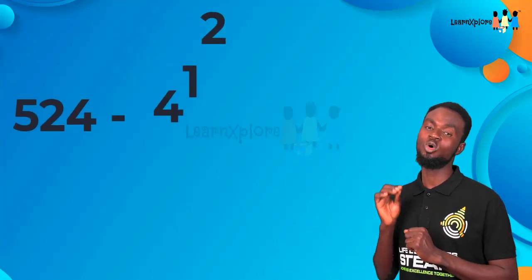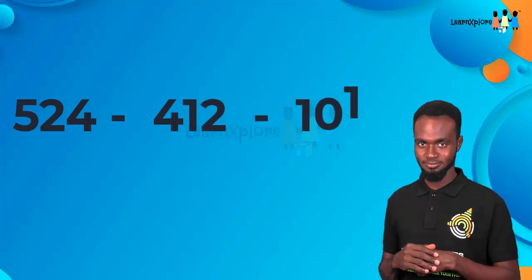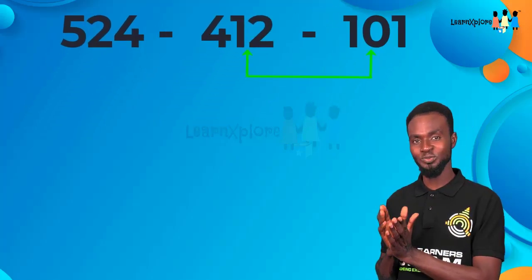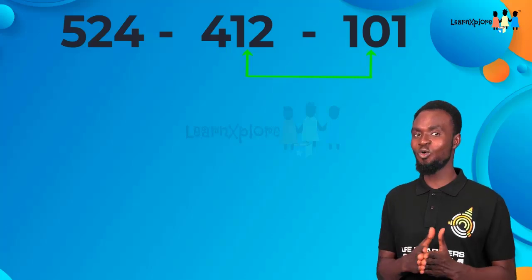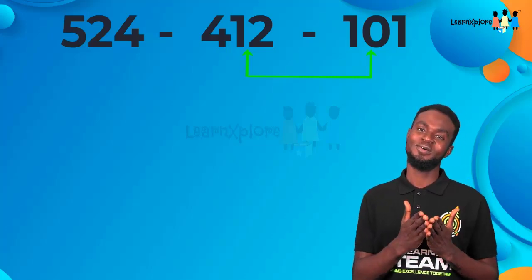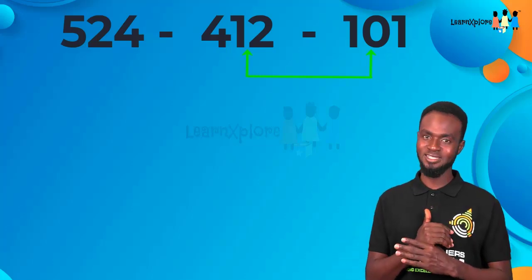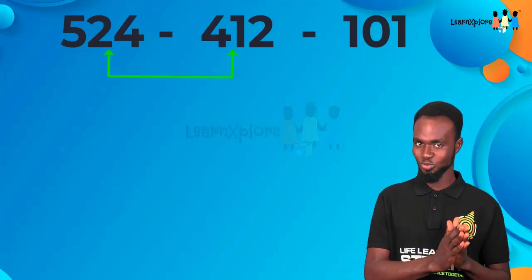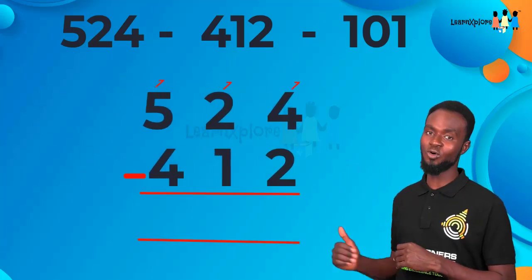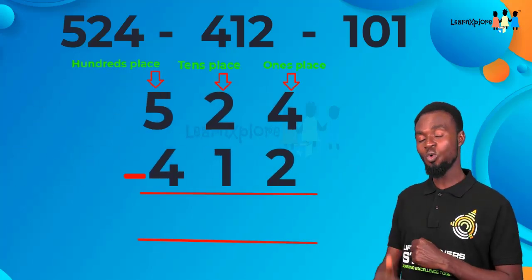What about 3-digit numbers like 524 minus 412 minus 101? Should we start from the last two? That will be minus 412 minus 101. That's too high for you at this stage. So let's start from the first two. So we have 524 minus 412.